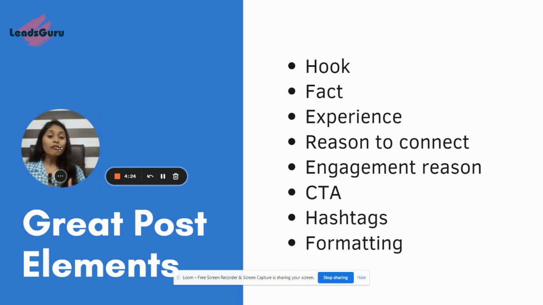Now moving ahead, we need a post to have hashtags as well, and hashtags are for visibility. Now, how many hashtags should you use? You should not use more than 6 hashtags. You can use between 3 to 6 hashtags on a LinkedIn post. When you are using hashtags, make sure you use hashtags which have a large following. For example, if you are sharing about digital marketing, pick the hashtag that has more than lakhs of followers.